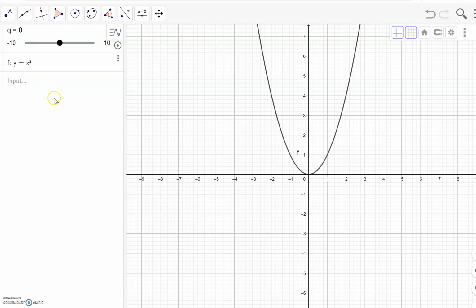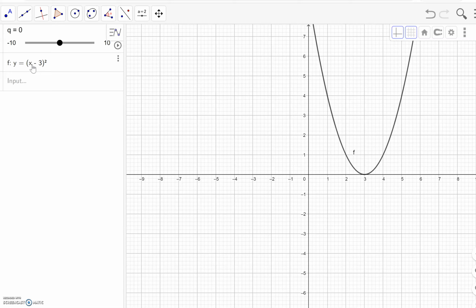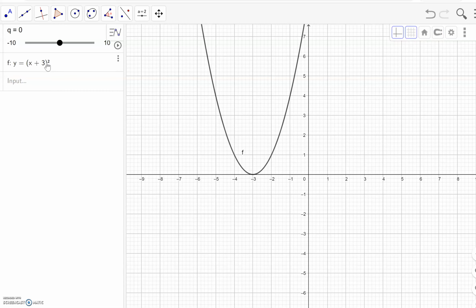Let's make q 0. But we also want to know how to move the parabola left and right. Now, this is also quite nice. If we want to move the parabola to the right, for example, then what we're going to do is change this x into x minus 3. And x minus 3 is going to move our parabola to the right by 3 places. If we make it x plus 3, it moves to the left by 3 places.